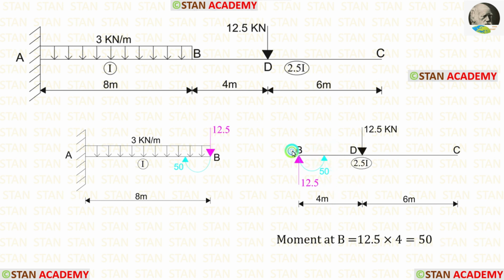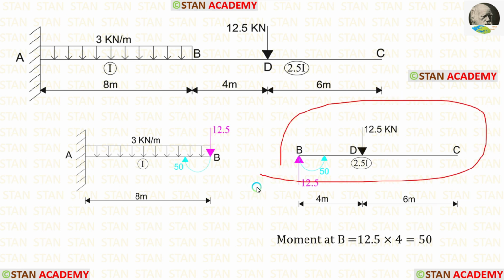On the right side at the point B, we have the reaction acting upwards. So on the left side, it should be acting downwards. On the right side, the moment is acting in the anti-clockwise direction. So on the left side, it should be acting in the clockwise direction. Now let us take BC and find the moment.